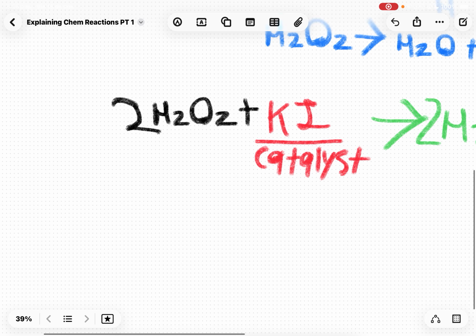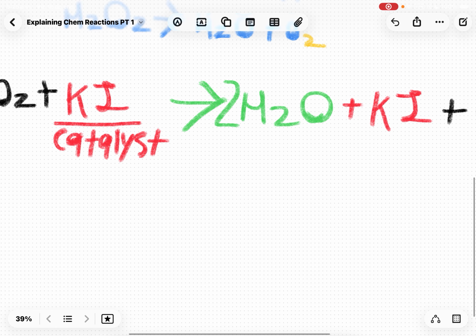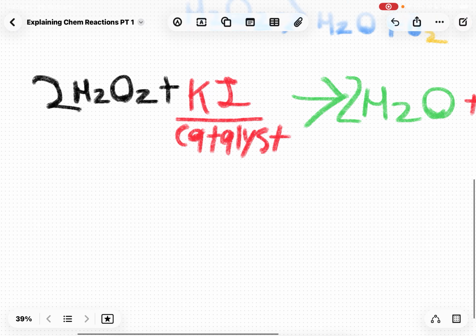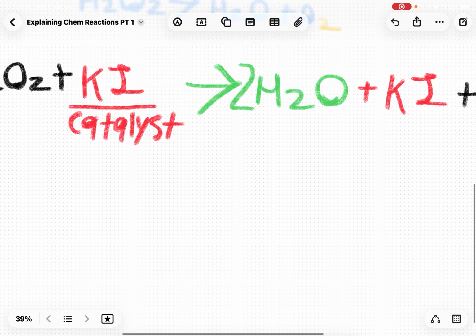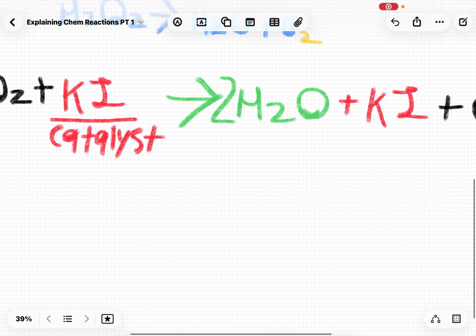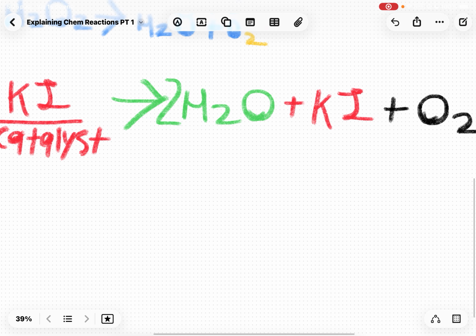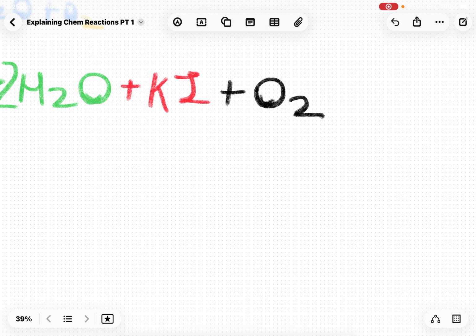So we have 2 plus 2, 2 times 2, 4. We have 2 times 2, 4 hydrogen atoms. We have 2 times 2 oxygen atoms, which is 4. Forgot to mention it's 4 in all cases. And here we have 2 times 1, 2, and 2 again.